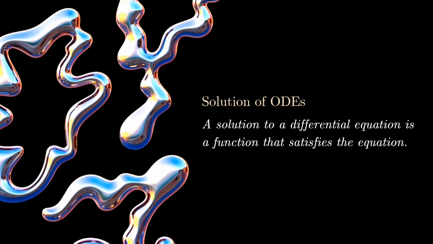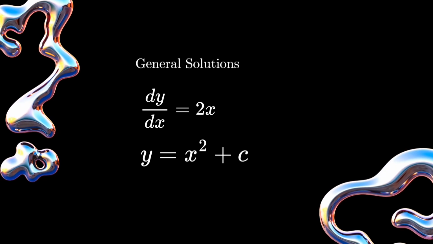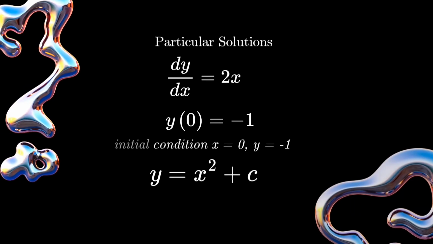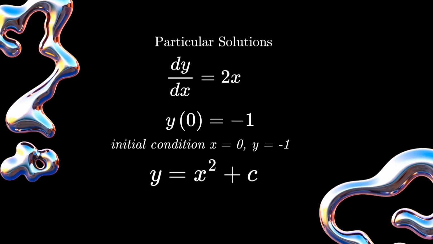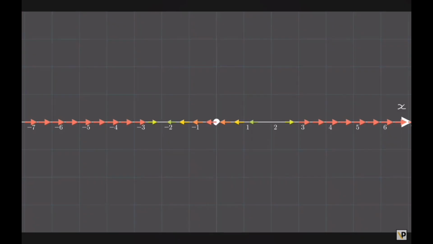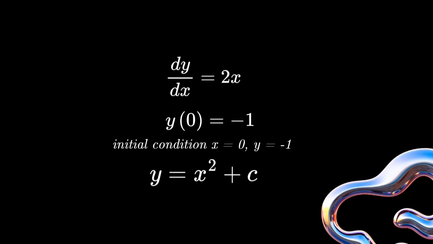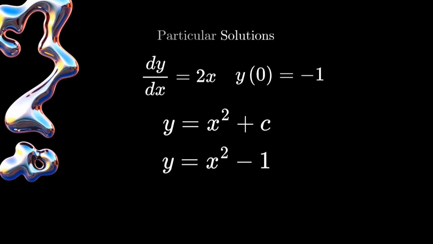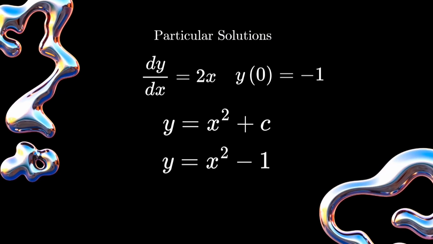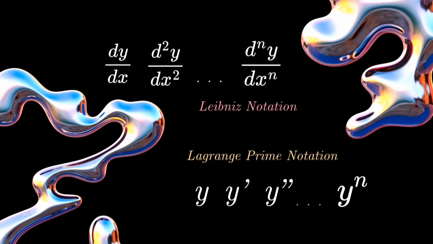A solution to a differential equation is a function that satisfies the equation. For the general solution, dy over dx equals 2x, and after we integrate the equation, it will give us y equals x squared plus c. Whereas for a particular solution, dy over dx equals 2x is given an initial condition: when x is 0, y equals -1. Hence, after we integrate the equation, we will get y equals x squared plus c, so y equals x squared minus 1. Notations used are the Leibniz and the Lagrange prime notation.